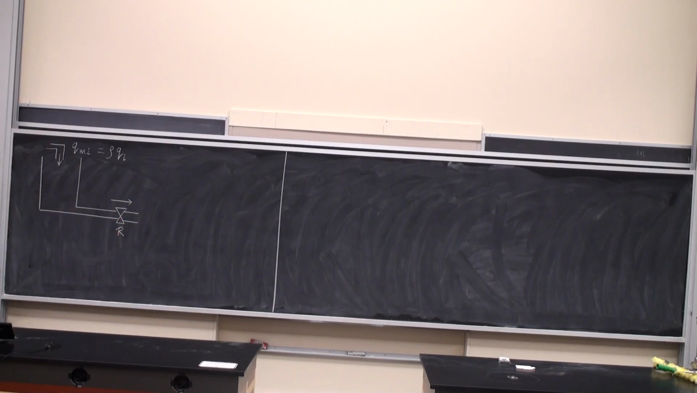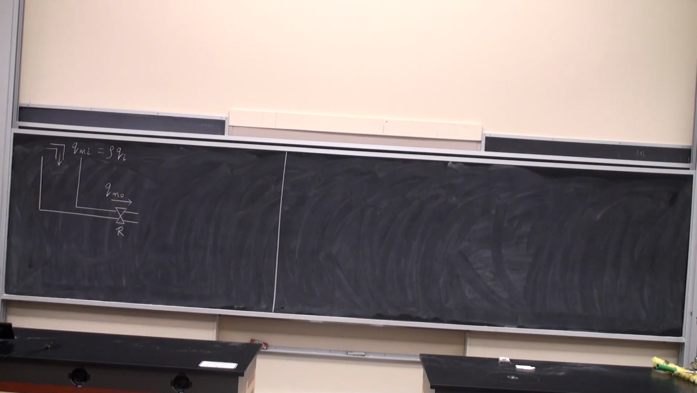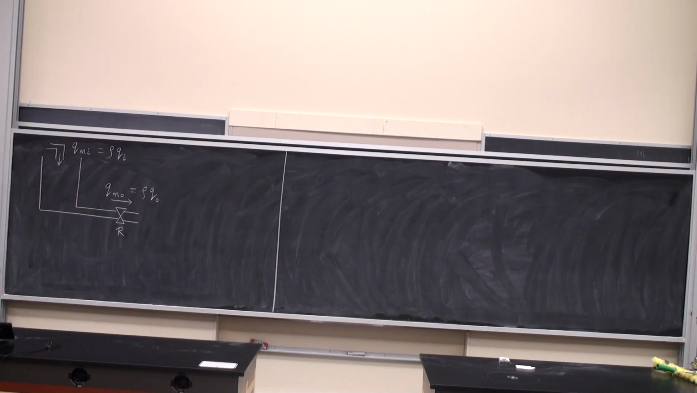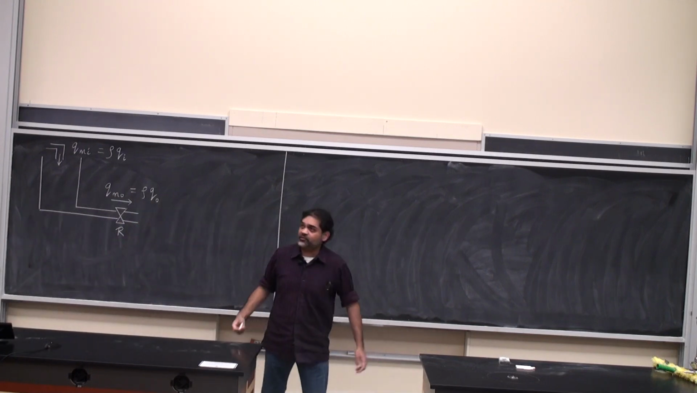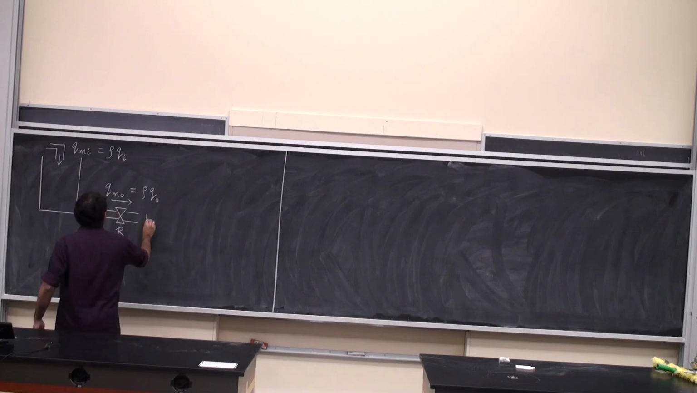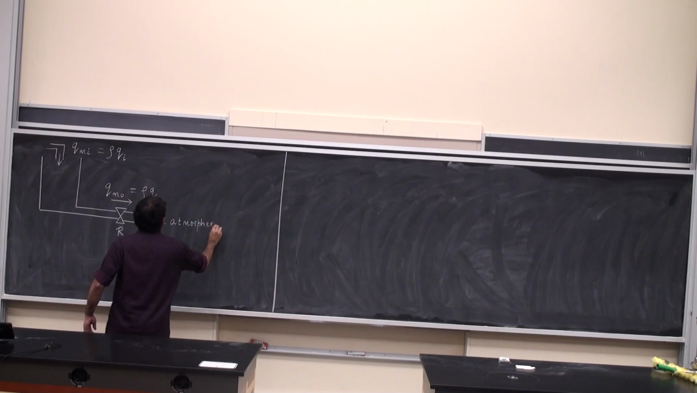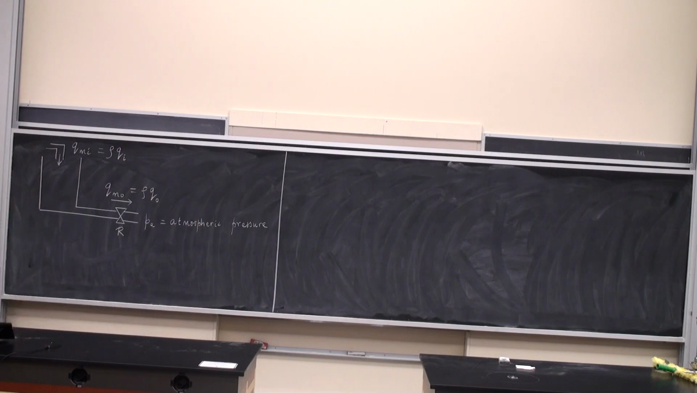Fluid flows out. The outlet flow rate of the fluid is qmo. If you have the subscript m, it means it's a mass flow rate, and you combine that with density to give the volumetric flow rate. And this fluid flows out into the outside pressure, atmospheric pressure, PA. Obviously there is a certain height of the fluid that is varying as a function of time.